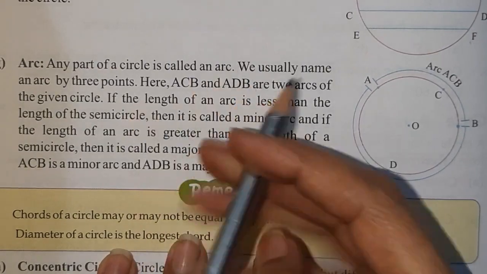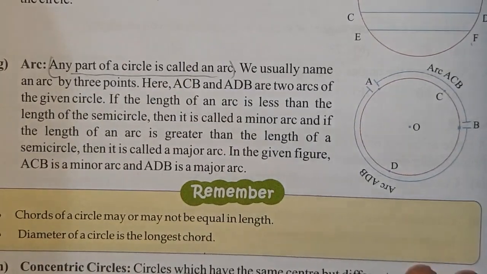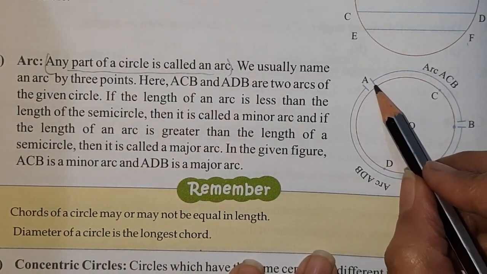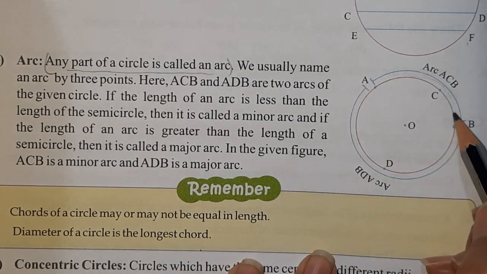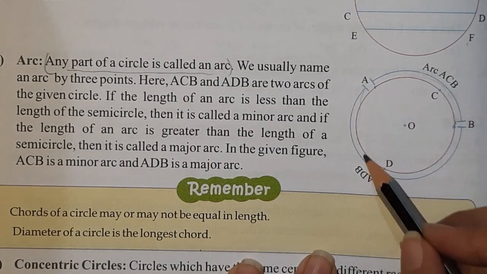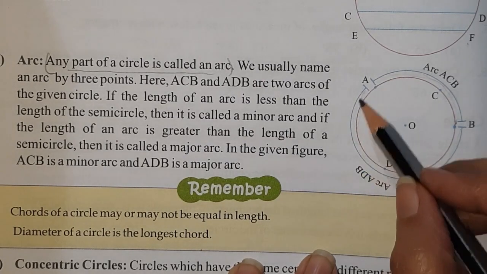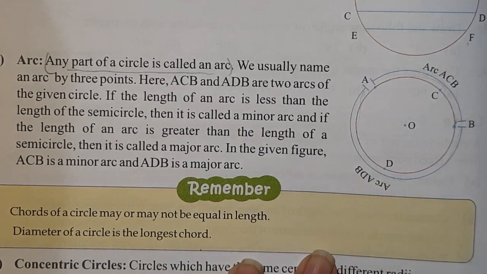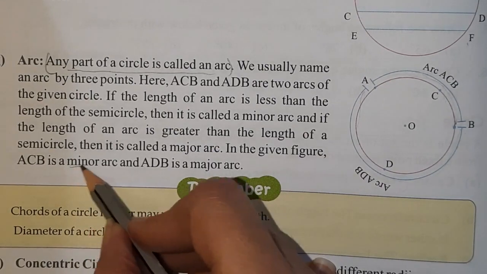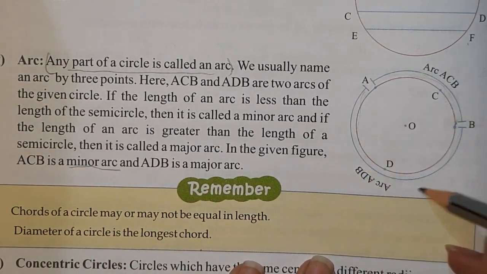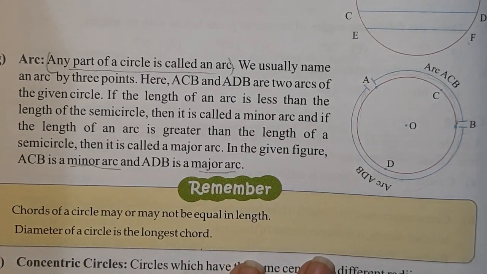Next is arc. Any part of the circle is called an arc. Any part like ACB. ACB is an arc, and similarly ADB is the another part of the circle. It is also known as arc. So the arc which is smaller is known as minor arc, and the arc which is bigger is known as major arc.